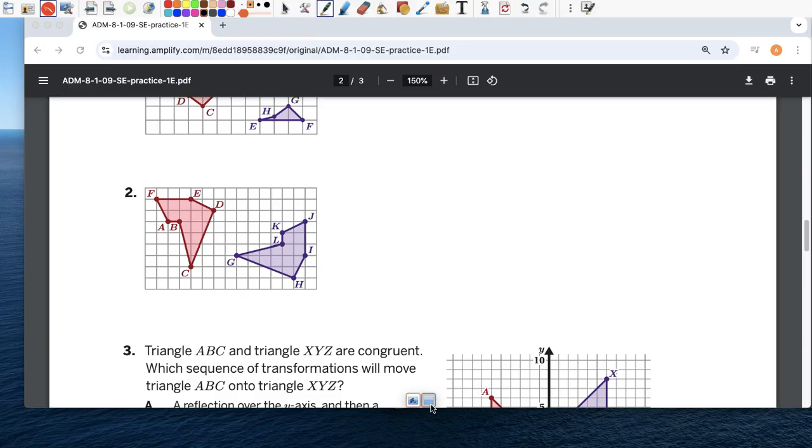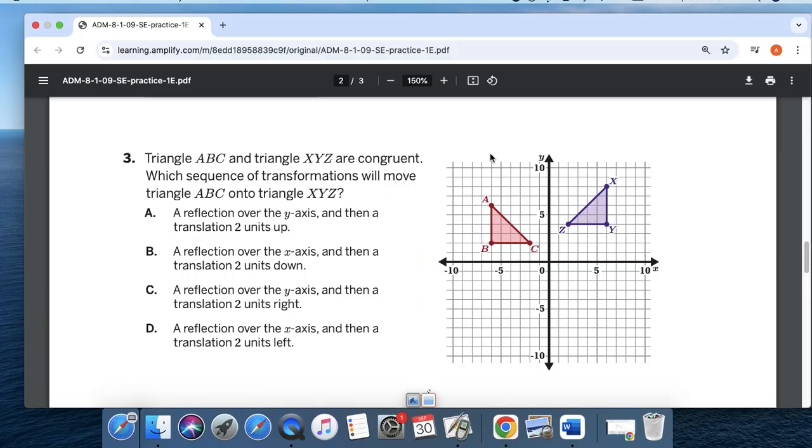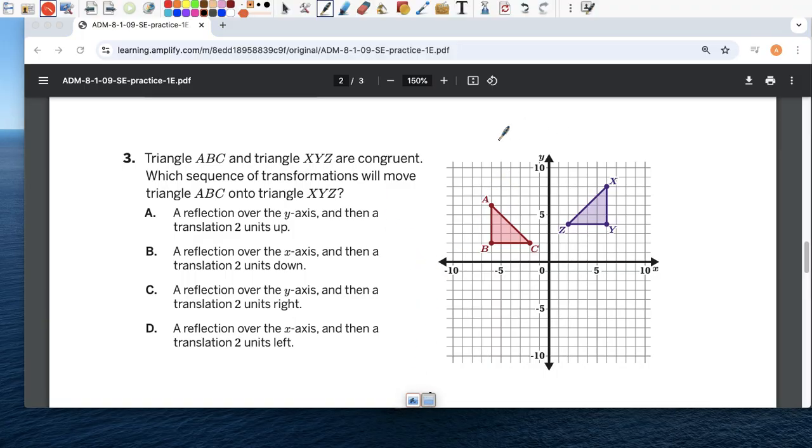Okay, again, triangle ABC and triangle XYZ are congruent. So they're saying these are congruent. So if they're congruent, then corresponding sides and corresponding angles are the same. Which sequence of transformations will move triangle ABC to XYZ? Let's see, how would you make this move here? Well, let me put an arrow. So if I put an arrow here, it's pointing that way. That part is this way. So definitely a reflection, right?